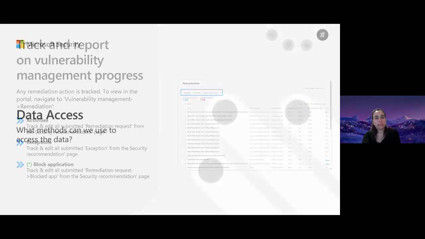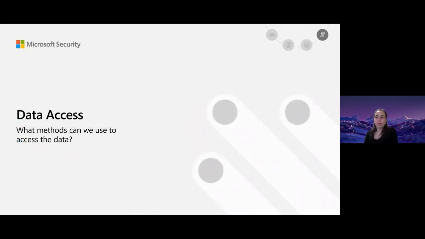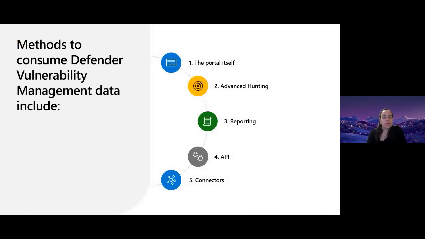We talked about the exception, and I want to take a few minutes before the demo to talk to you a bit about data access. We have a few ways to access the data. Of course, the portal itself, everything is available within the portal. You can download reports, and you can use advanced hunting. For those of you who are not familiar with advanced hunting, it allows a very easy, plug-and-play way to build your own custom query and query the data for any material that you want.